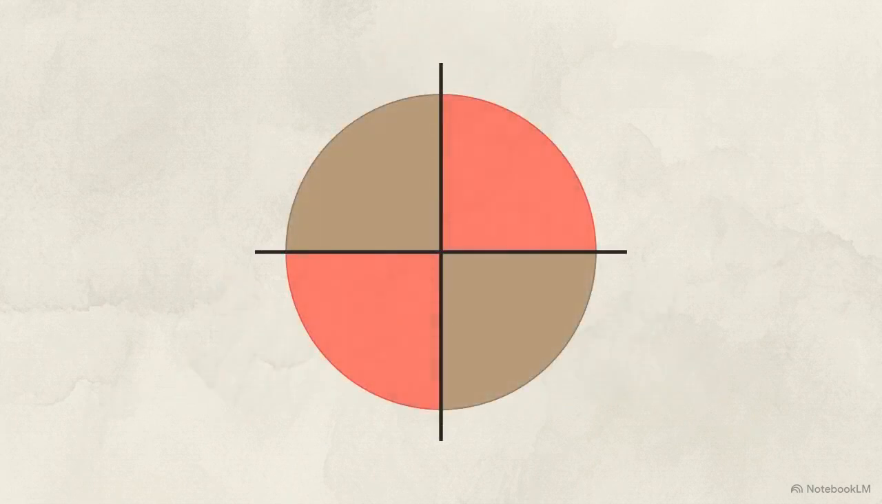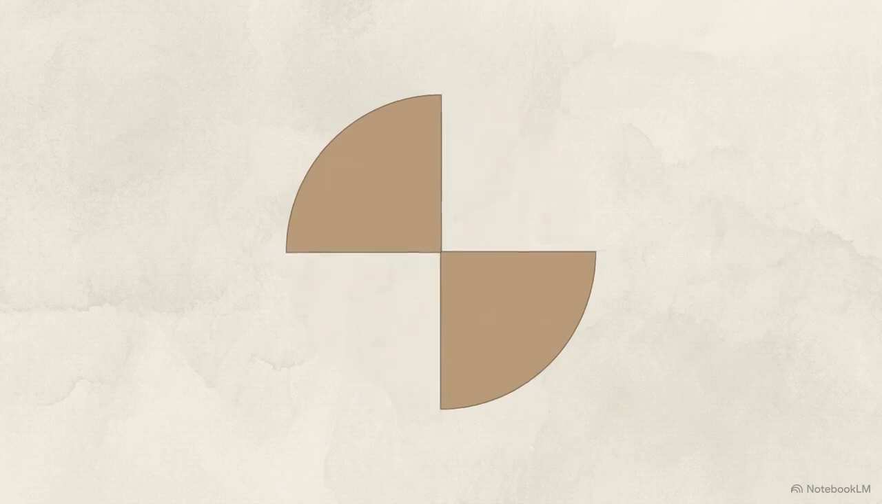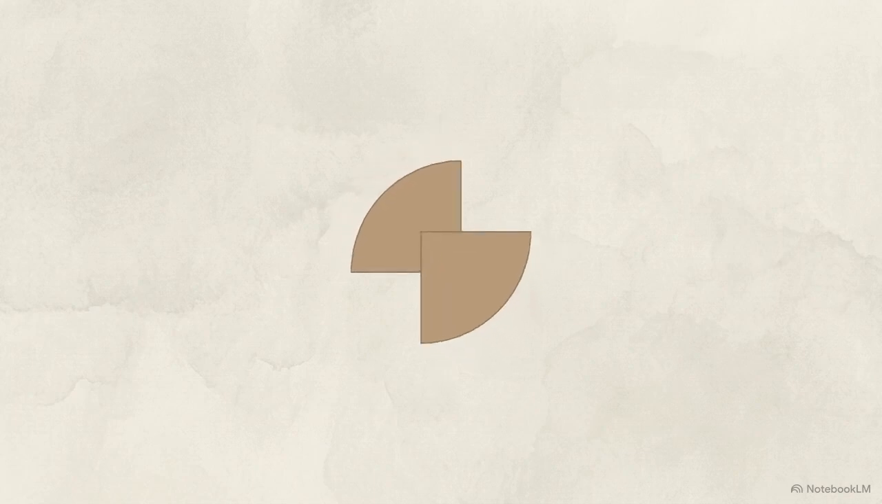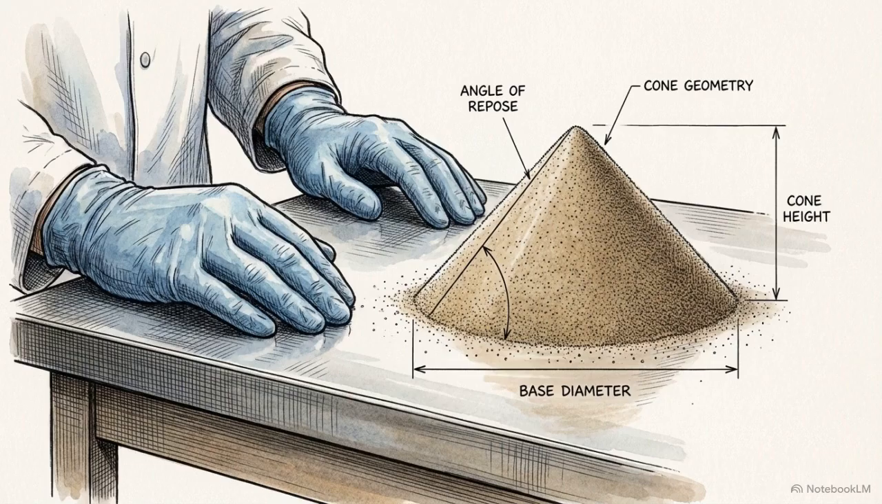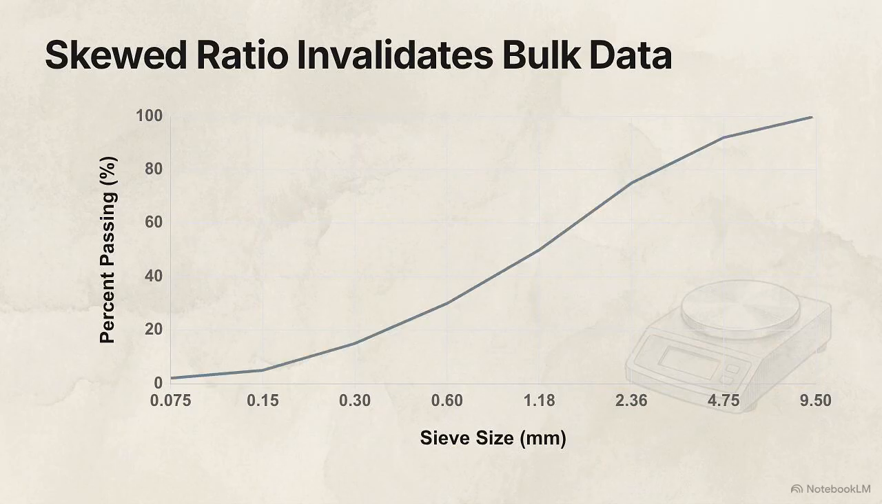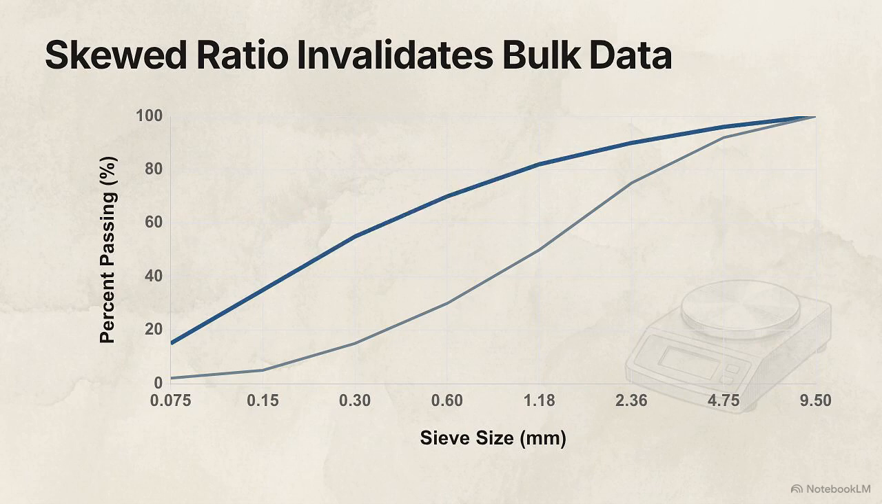By dividing the pile and discarding the opposite diagonals, we reduce the total volume while maintaining the original proportions of the material. You repeat this process, shaping the sand into a cone and dividing it until exactly 1.2 kilograms remains on the balance scale. This ensures the 1.2 kilograms is a representative sample. If this starting ratio is incorrect, the final data for the entire 12-kilogram supply will be skewed.